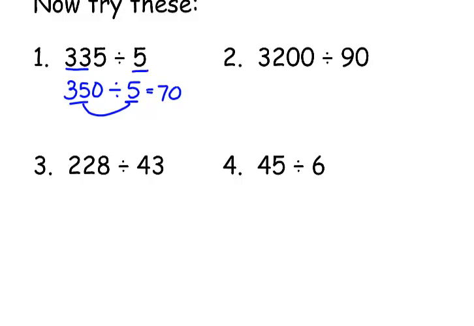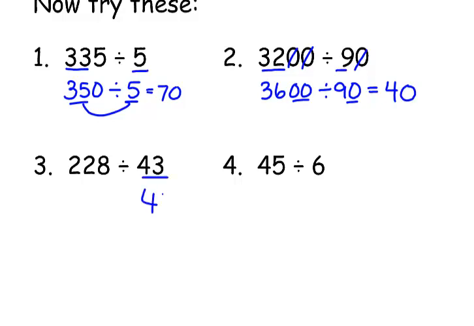In example number 2, I have lots of extra zeros. So I'm going to get rid of all the zeros and just look at the 9 and the 32. 9 can't go into 32 evenly, but it does go into 36, which is very close. So I changed to 3,600 divided by 90, and I think 36 divided by 9 is 4. 2 zeros minus 1 zero is 1 zero. Notice how the patterns help us.